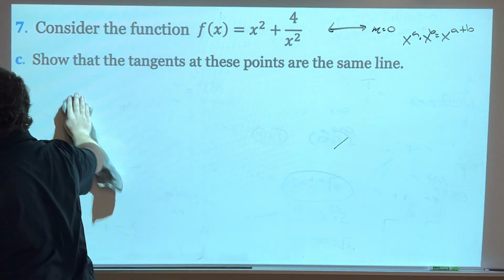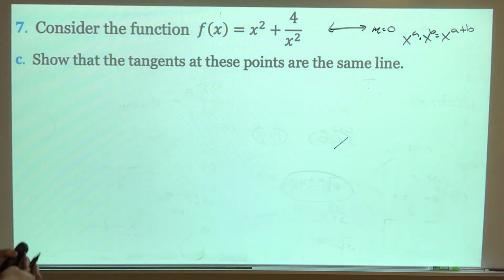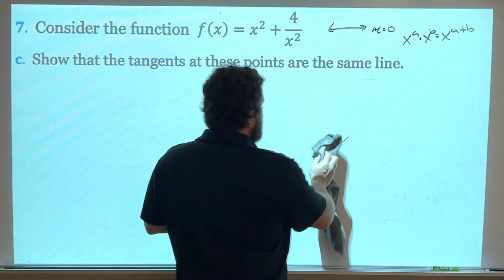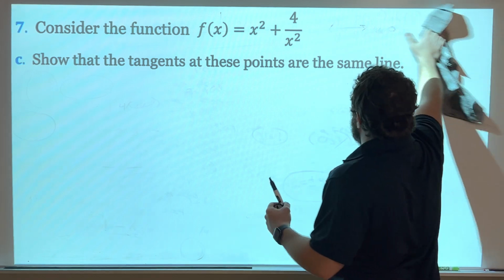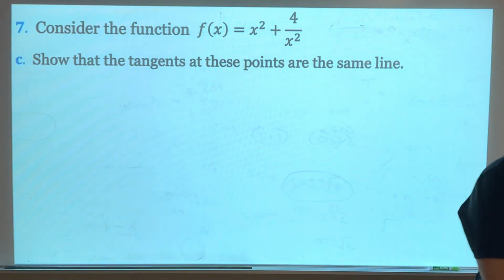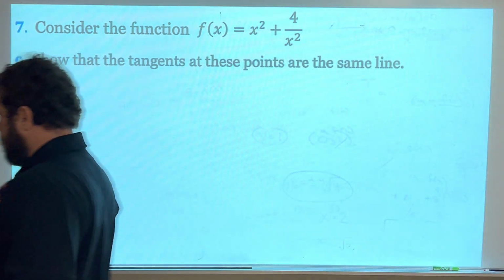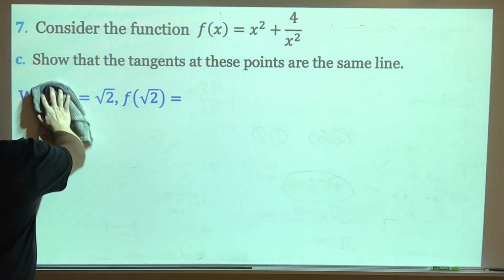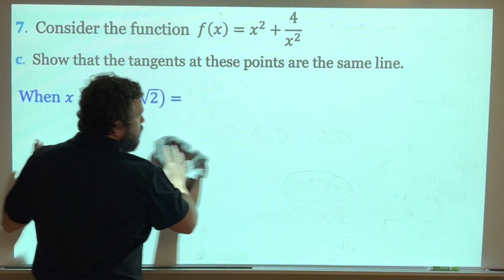Okay, so C. Consider the function f of x equals x squared plus 4 over x squared. Show that the tangent lines are the same line. So now you're going to use the information from the previous slide to show that the tangent lines are the same line. So for instance, when x equals the square root of 2, f of the square root of 2 equals what? Use that equation and find out what f of the square root of 2 equals.